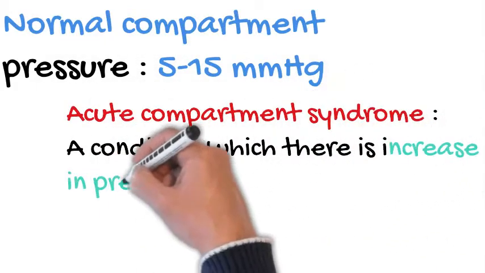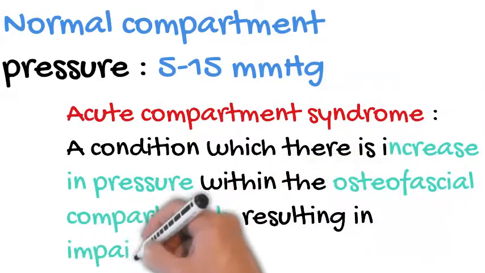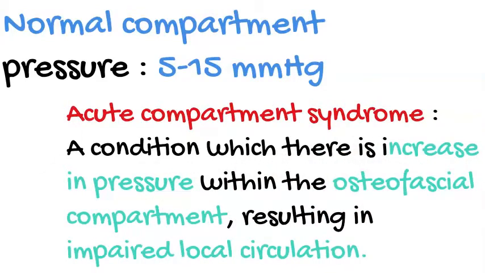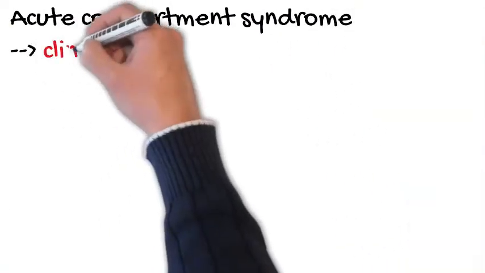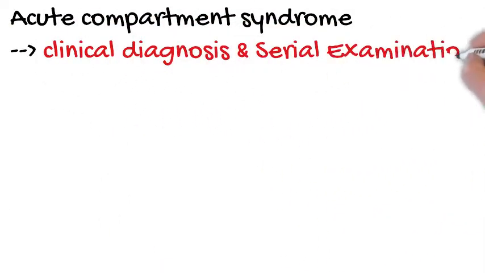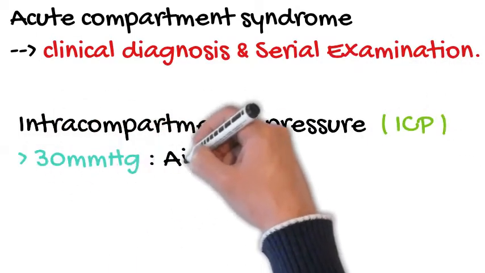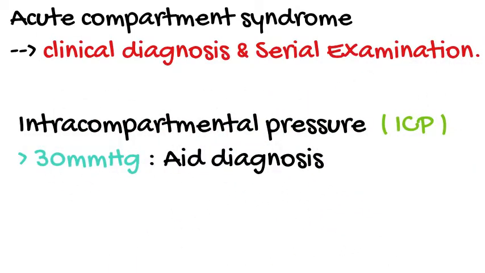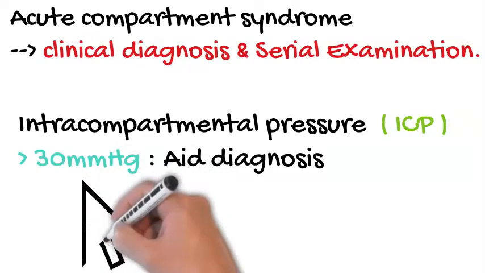An acute compartment syndrome is a condition in which there is an increase in pressure within the osseofascial compartment, resulting in impaired local circulation. An acute compartment syndrome is basically a clinical diagnosis and serial examination of the affected limb. An intracompartmental pressure of more than 30 mm mercury helps in aiding the diagnosis of compartment syndrome.